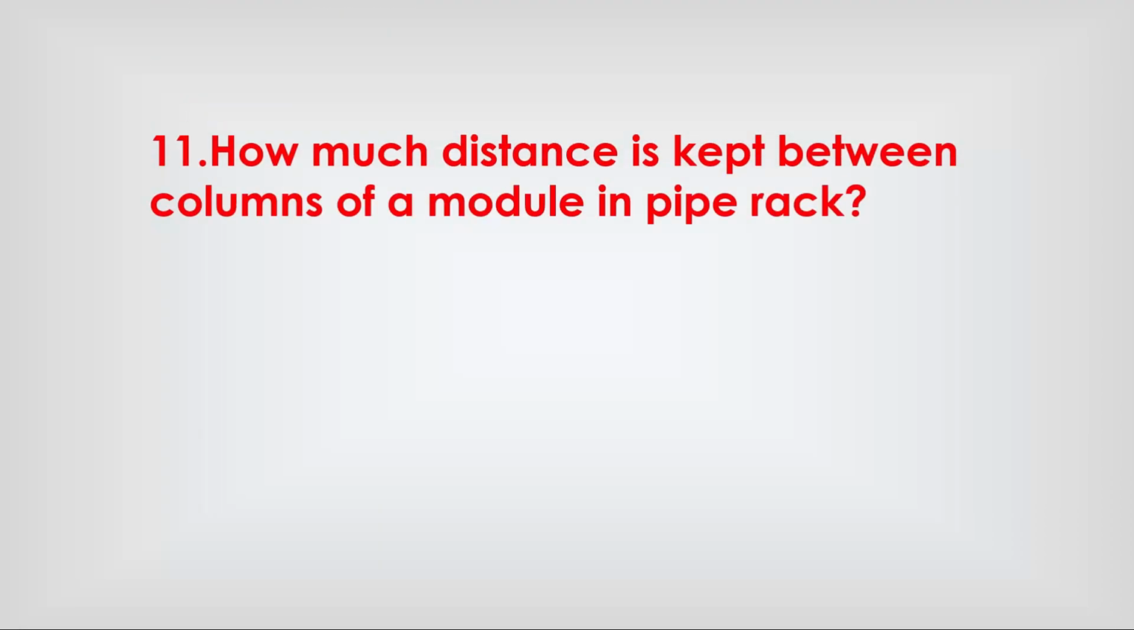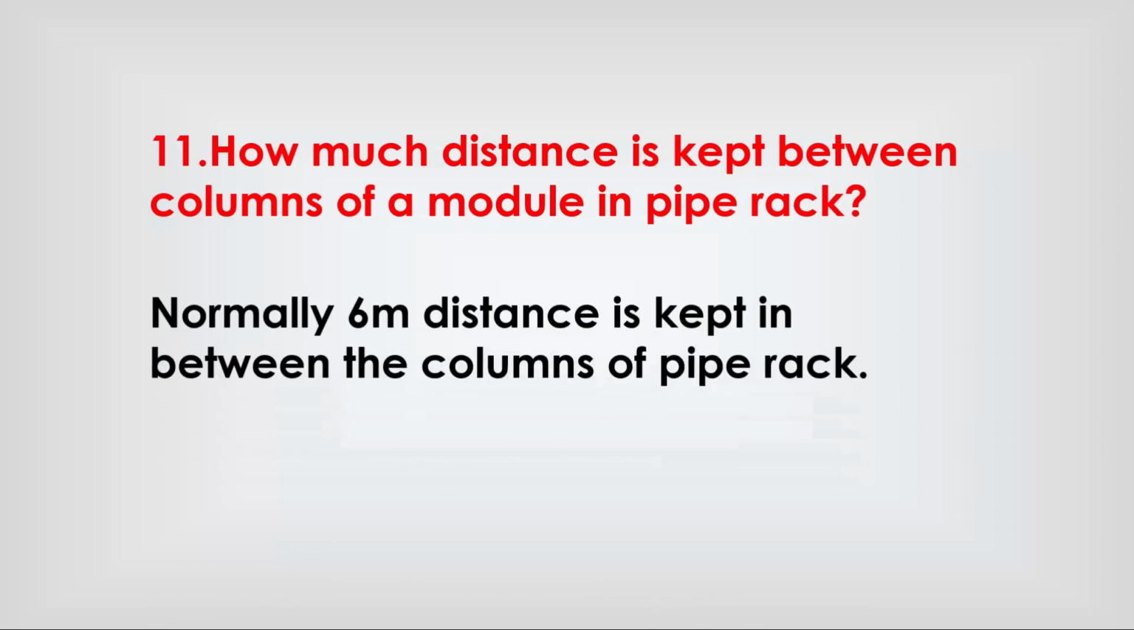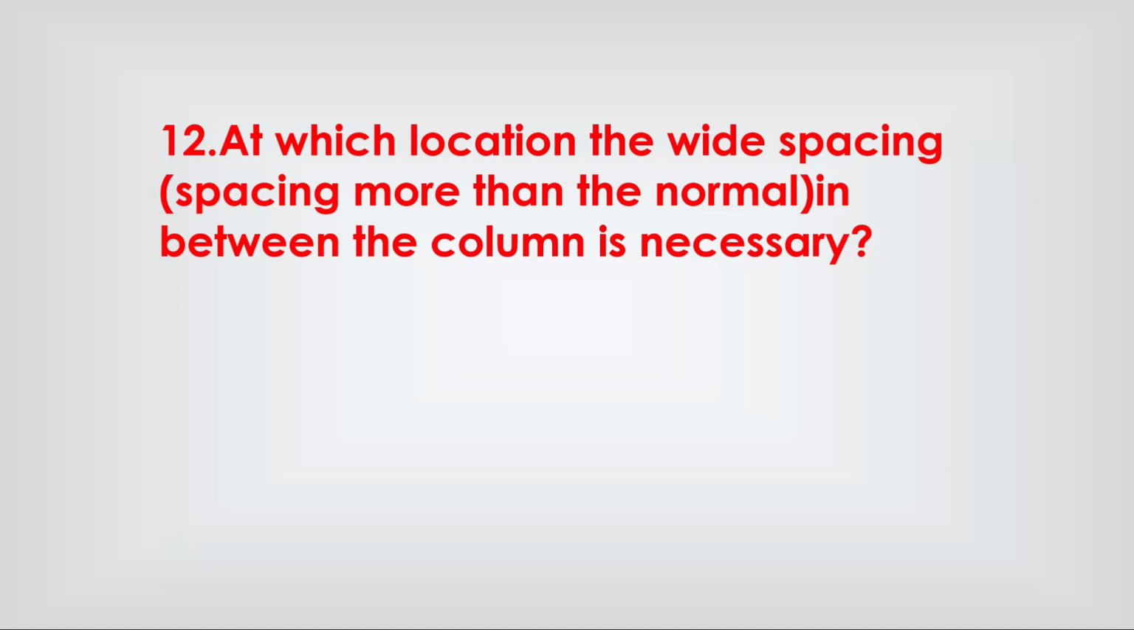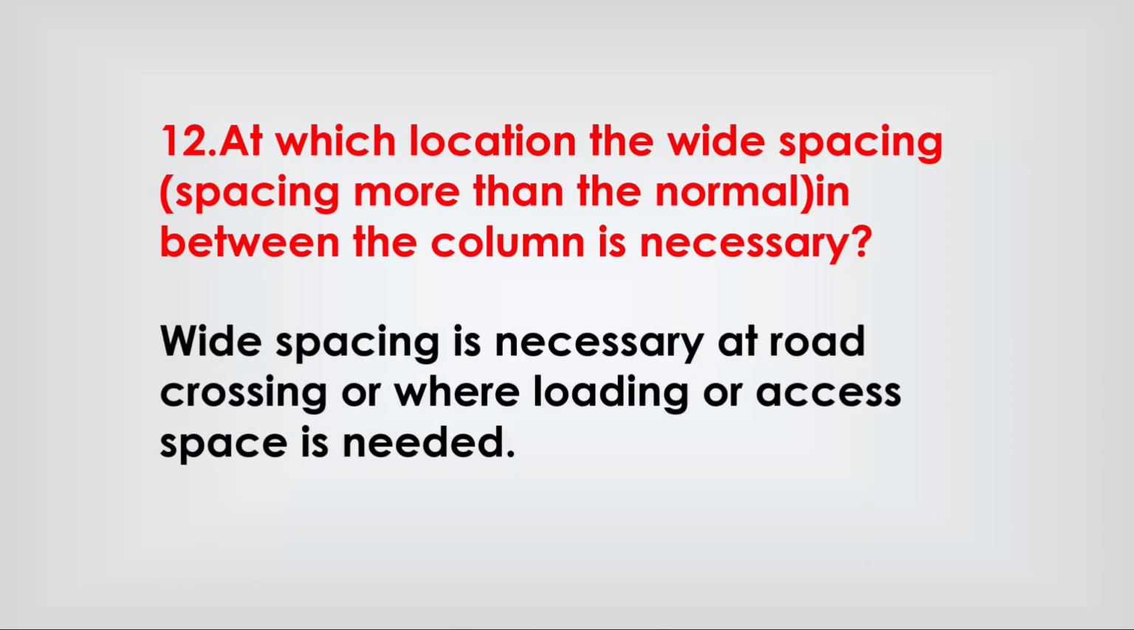How much distance is kept between columns of a module in pipe rack? Normally 6 meter distance is kept in between the columns of pipe rack. At which location is wide spacing more than the normal in between the columns necessary? Wide spacing is necessary at road crossing or where loading or access space is needed.